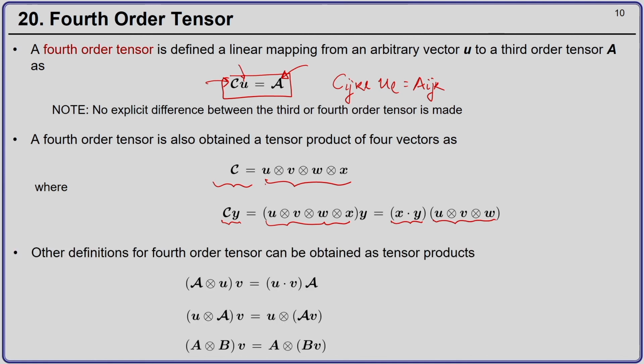So, there are some other definitions of fourth order tensor that can be obtained as tensor product. So, you can take tensor product of a third order tensor with a vector to get a fourth order tensor, and this when it operates on a vector v will give you u dot v into the third order tensor A. So, tensor product of a vector with a third order tensor also gives you a fourth order tensor, and tensor product of two second order tensors gives you a fourth order tensor.